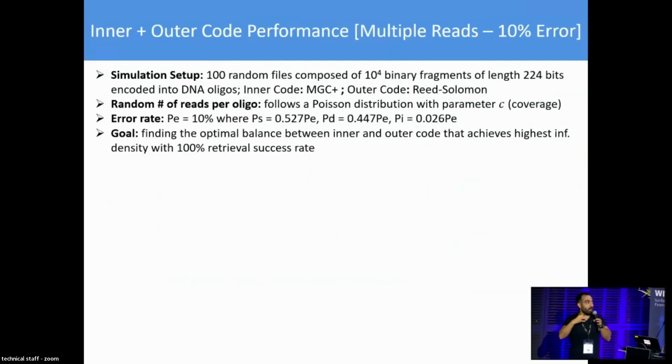So here, in this setting, we have multiple reads per sequence, and we have a 10% error rate now, not a 1% error rate. So the simulation setup is kind of the same. Now the inner code is an MGC plus code that I explained, and the outer code is a standard Reed-Solomon code. We're generating multiple reads per sequence, and the number of reads per sequence follows a Poisson distribution with some parameter C. So it's not exactly C reads per sequence, but the average is C, and C is the parameter we're going to vary. It's like the coverage depth, what's called coverage depth in certain papers.